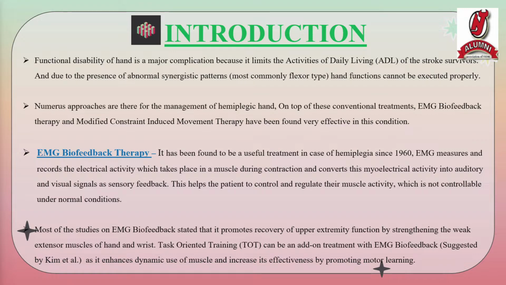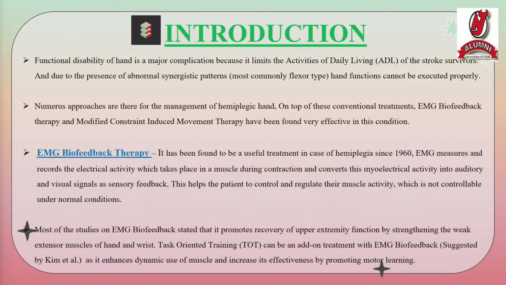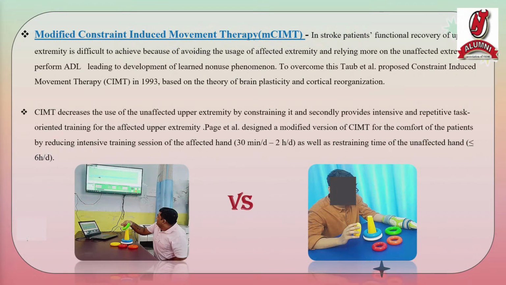EMG biofeedback therapy helps to retrain the muscle by recording their electrical activity and converting it into auditory and visual feedback, and helps the patient to control it and maximize their voluntary effort by showing them the real environment. And on the other hand, modified constraint induced movement therapy helps to promote the motor relearning process in the patient by constraining the unaffected hand and through repetitive practice with the affected hand for most awake hours.